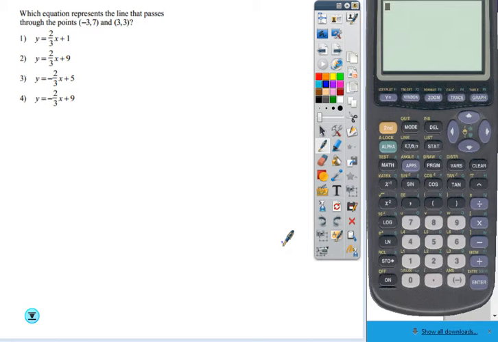Alright, this is CTG here, and we are going to answer a standard regions problem on linear equations. So this problem reads, which equation represents the line that passes through the points -3, 7 and 3, 3? The way that we're going to answer this problem today is using our calculator.